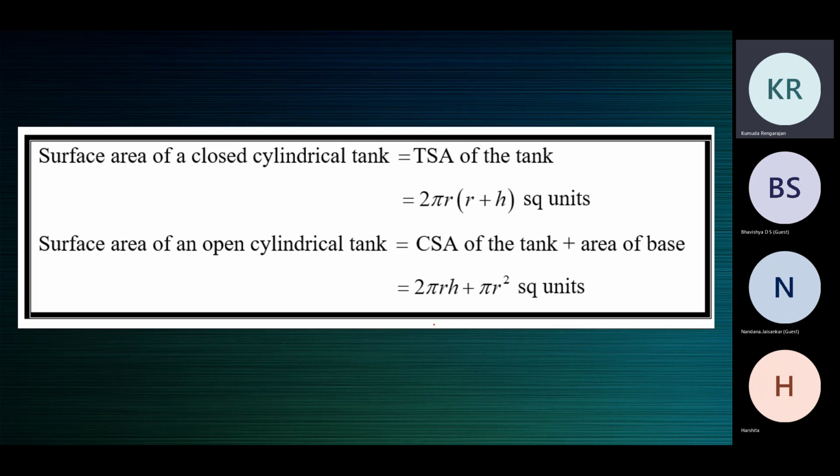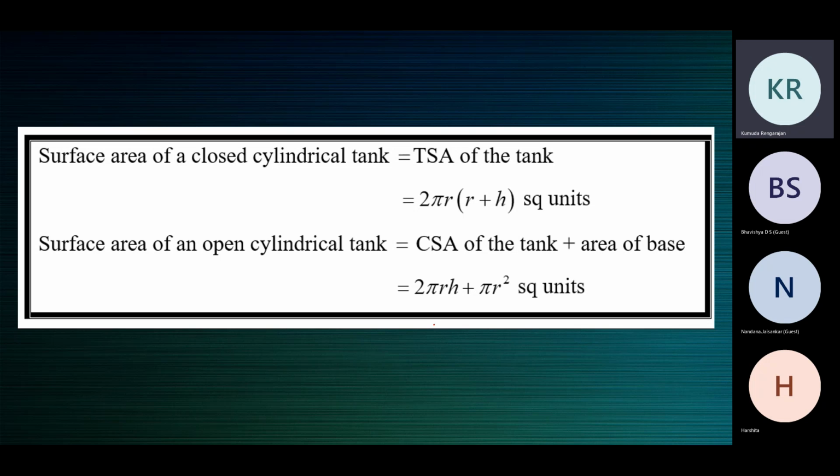Please understand. When it's a tank, there is material used in the curved surface area, and the material is also used to cover the bottom. What are the three surfaces in a cylinder? The curved surface area, the area of the circle below, and the area of the circle on the top. Yes or no? Yes, ma'am. For a cylinder, you can divide the area into three portions. One is the curved surface area. Then is the area of the top and area of the bottom.